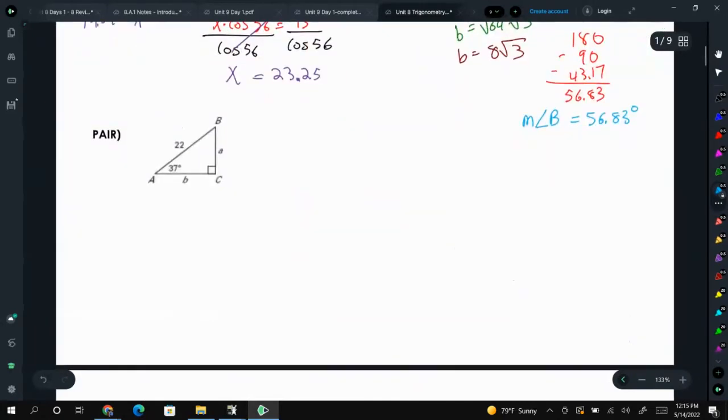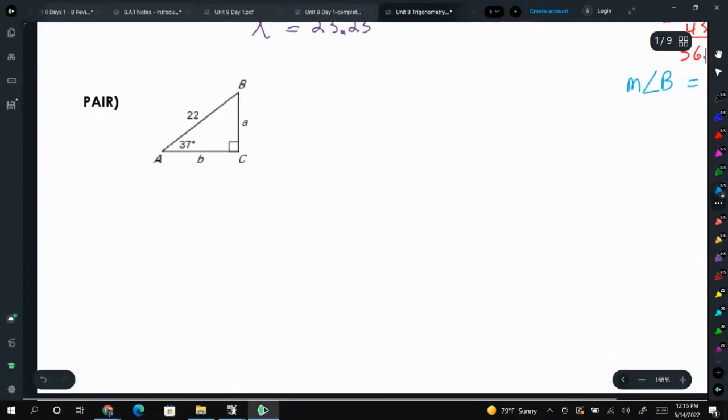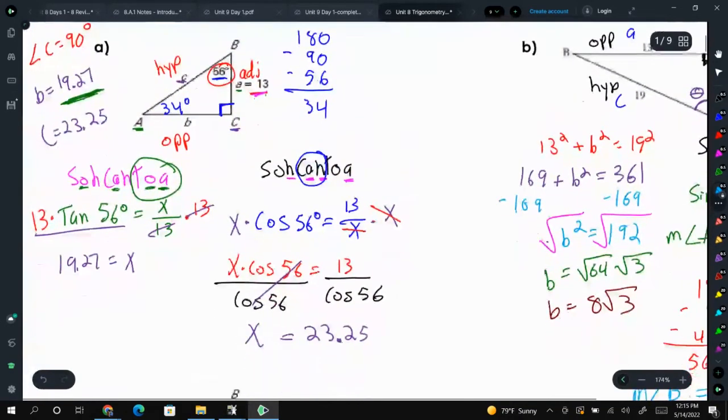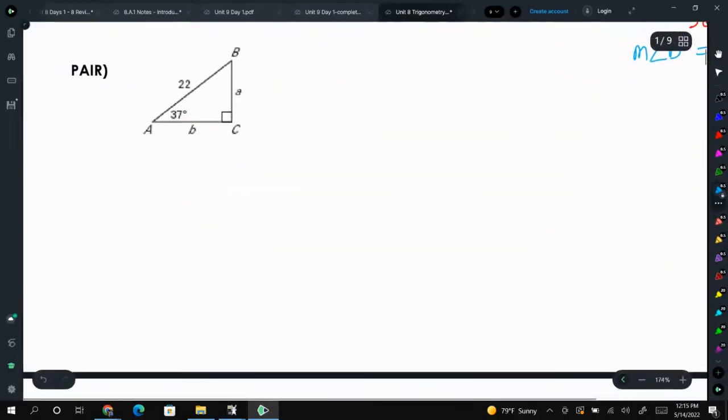Okay. So I want you to try this one. Pause the video and try it. You are given one angle and one side, so this is going to be more like this example right here. So go ahead, pause the video. Once you're done, unpause it so we can compare our answers.